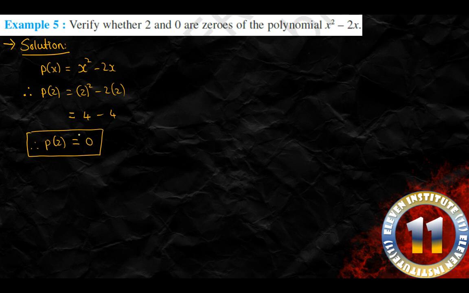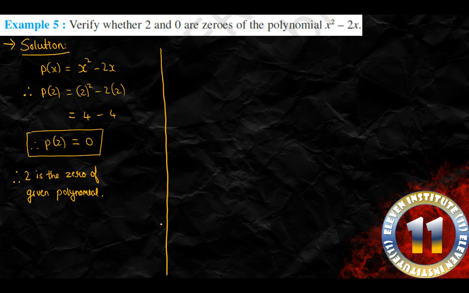Right. So it is clear that putting 2 makes the answer 0. So therefore I can write: 2 is the 0 of the given polynomial. Two is the 0 of the given polynomial. Now let us check for 0. Right, instead of x we will now input 0.